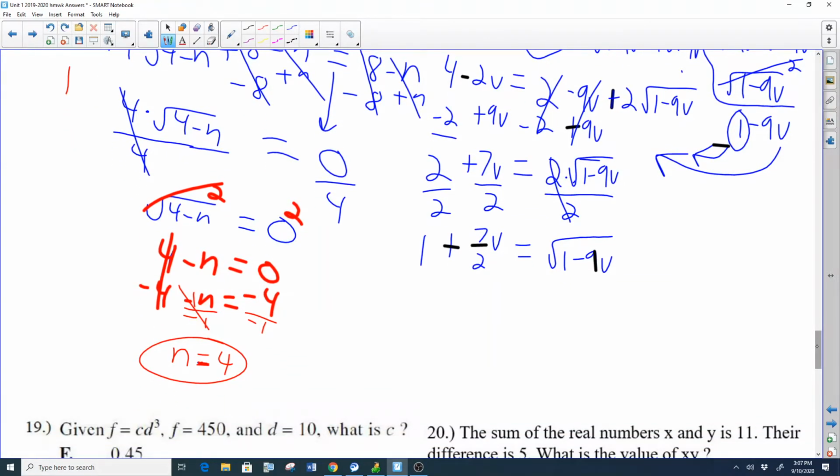And so when we square both sides to get rid of the radical, that's going to foil this one now. So now we're going to have a 1 plus 7/2 v times another 1 plus 7/2 v.